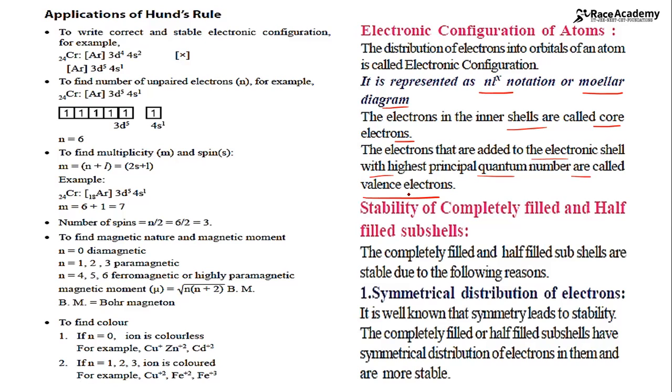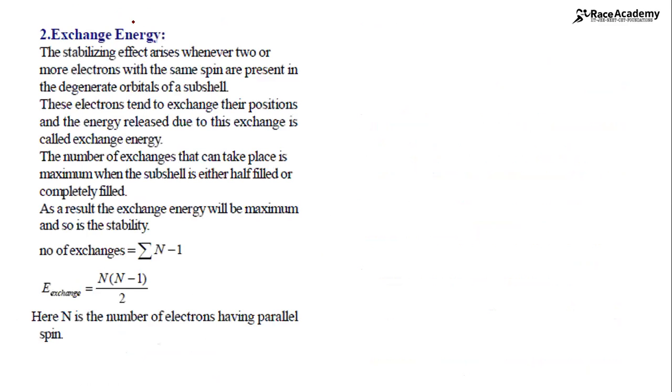Now let us see the stability of completely filled and half-filled orbitals. The reason is a symmetrical distribution of electrons. So d4, d5 in this, d5 is symmetrical. That's why that is stable. Symmetry leads to stability, and completely filled and half-filled subshells have symmetrical distribution of electrons in them and are more stable. Moving on to the exchange energy.